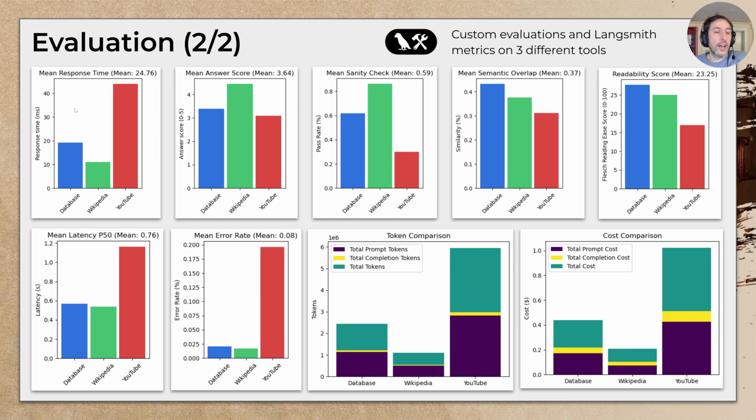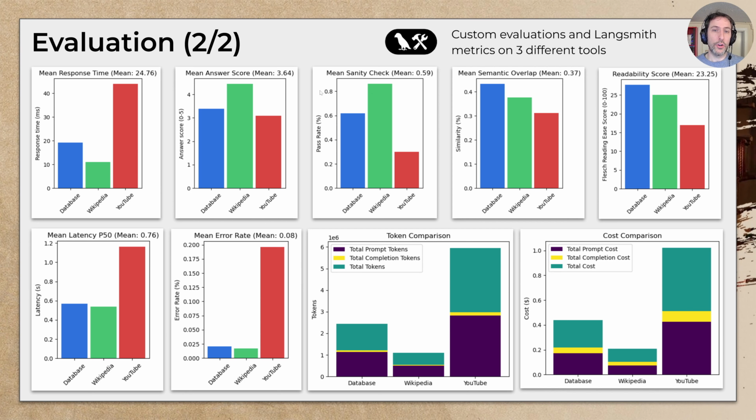The mean response time, so it's pretty obvious, is how fast my chatbot is answering. So you can see it's pretty fast when fetching information from the database or Wikipedia, but YouTube takes much longer, mostly because the transcripts are very long.